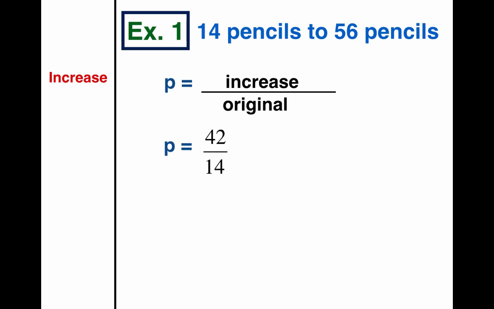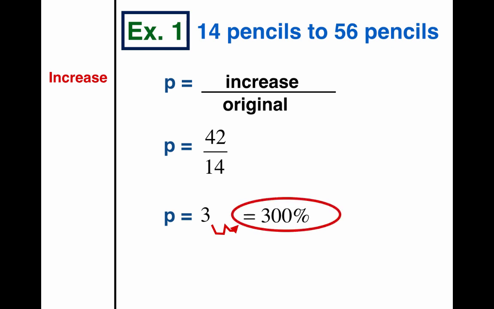So we take our calculator and we divide it. 42 divided by 14. Well, that's 3. But we're trying to find the percent. So what we have to do now is move the imaginary decimal. It's kind of at the end of the 3 there. And it's actually 300%. So the pencils in your locker increased by a total of 300%. That's a huge increase, 300%.